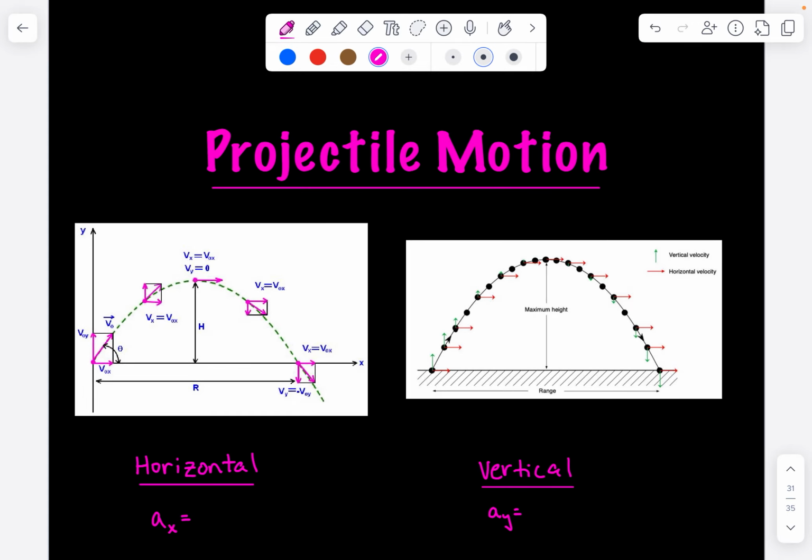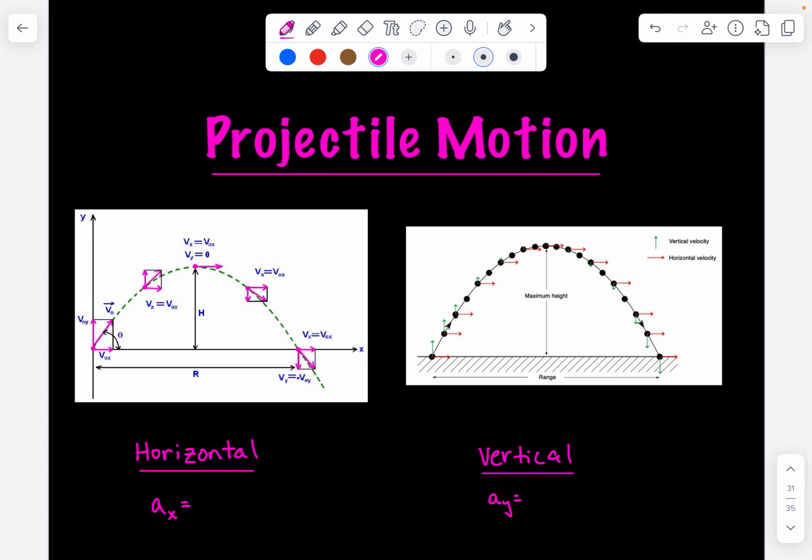Today we're going to go over projectile motion. Projectile motion builds upon the concept of position, velocity, acceleration. If you are still confused with those concepts, please check out my last few videos where I explain and go into detail on them. But let's go ahead and get started.